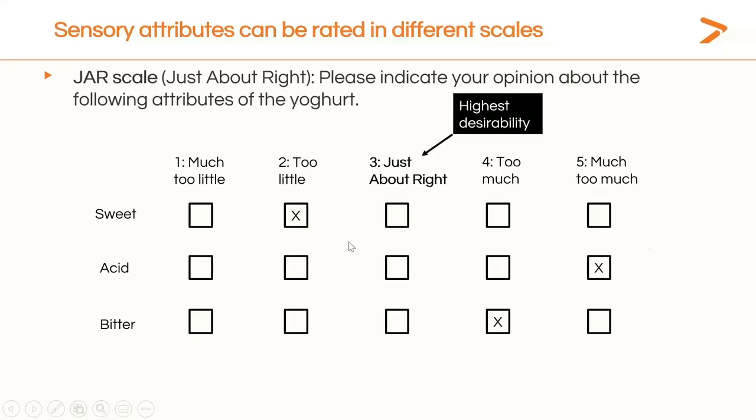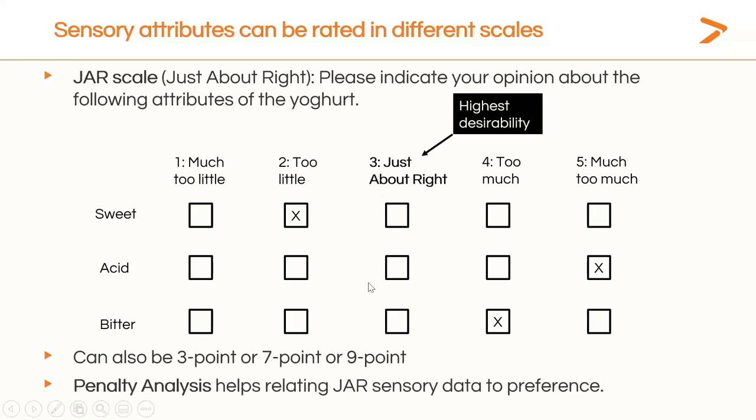In this kind of scale, the middle point, so point number 3 here in the scale, has the highest desirability. So in a way, we're already integrating an idea of affection or of affective testing in the scale. So this scale can also be 3-point or 7-point or 9-point. Here I chose a 5-point scale. So low scores means that the attribute is too little, and high score, it's much too much. So it's a negative opinion on the 2 extremes, and the most positive opinion is in the middle. Penalty analysis helps relating JAR sensory data to preference.